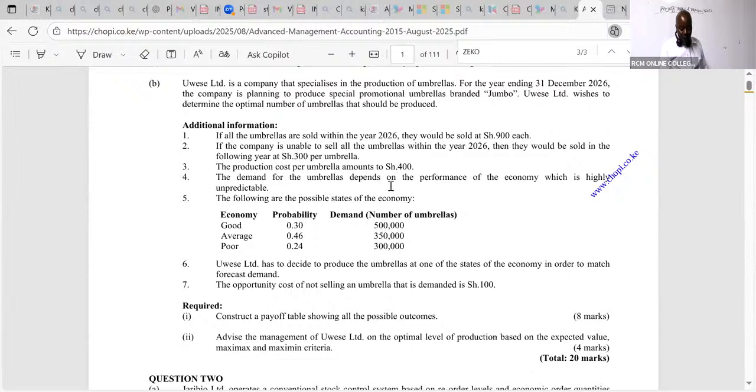The demand for the umbrellas depends on the performance of the economy, which is highly unpredictable. The following are the possible states of the economy. We have economy good, average, poor, probability. Then we have the number of umbrellas demanded. Yu Limited has to decide to produce the umbrellas at one of the states of the economy in order to match forecast demand. The opportunity cost of not selling an umbrella that is demanded is 100. So you can see the demand there, 500, 350, 300. Great.